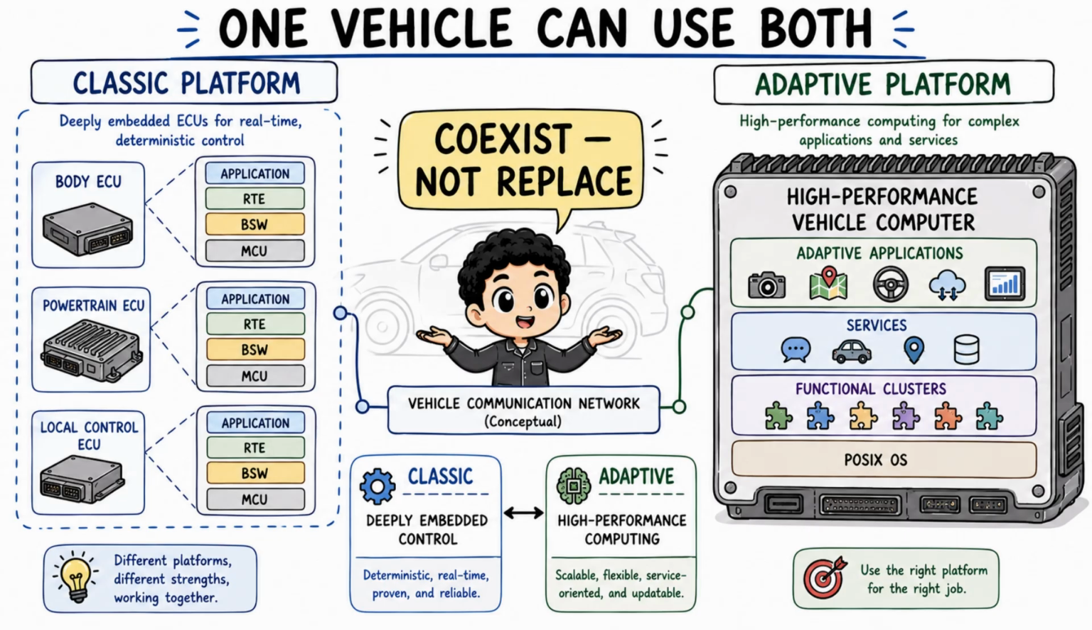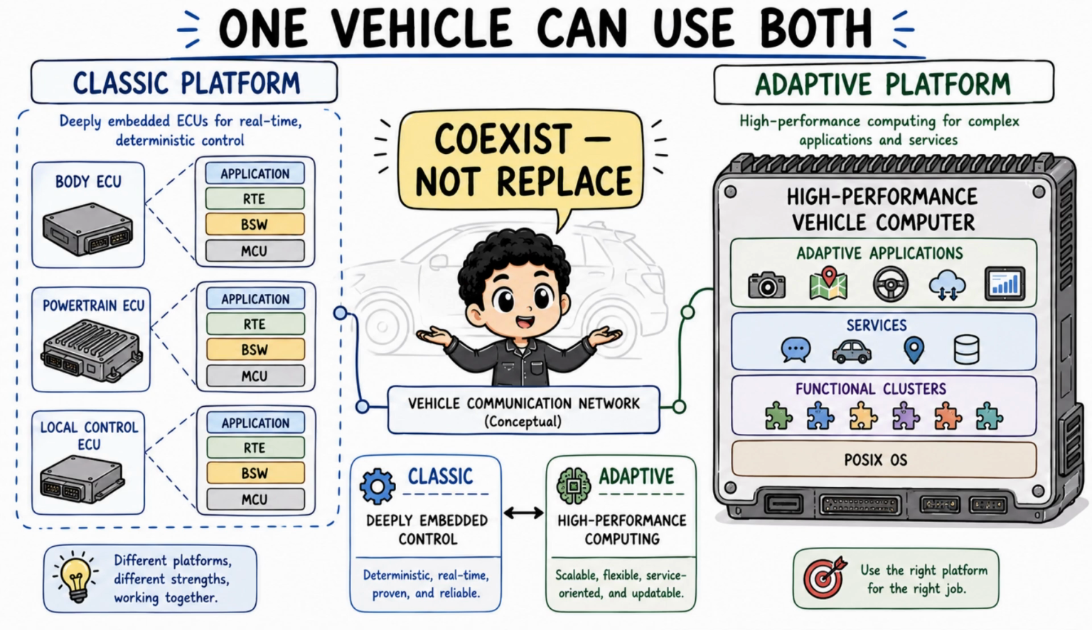Now compare Adaptive with Classic without turning this into the full comparison lesson. Classic Platform is optimized for deeply embedded classic ECU software with strong real-time and safety constraints. Adaptive Platform addresses high-performance computing ECUs and a more dynamic, service-oriented software environment. Classic commonly works with software components, the RTE, basic software, MCAL, tasks, and runnables. Adaptive works with adaptive applications, processes, ARA interfaces, functional clusters, services, and a POSIX-capable operating system environment.